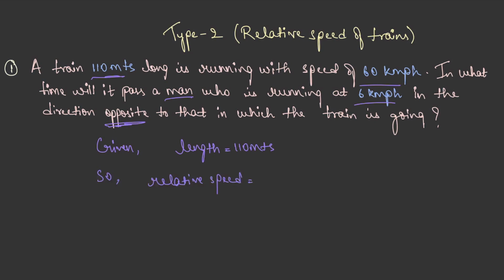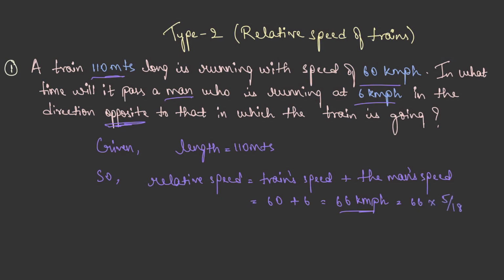So relative speed will be the train speed plus the man speed. That is 60 plus 6. That is 66 kilometer per hour. But we have observed that the speed is in kilometers per hour. Let us convert it into meter per second. That is 66 into 5 by 18 as we have discussed in the earlier video. So when we multiply these two, we get 55 by 3.